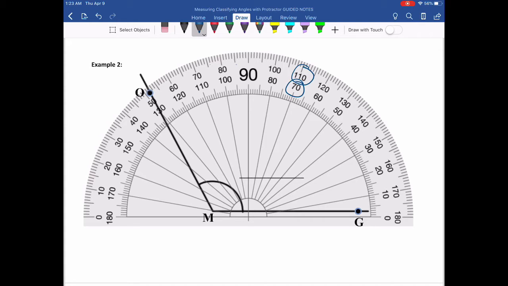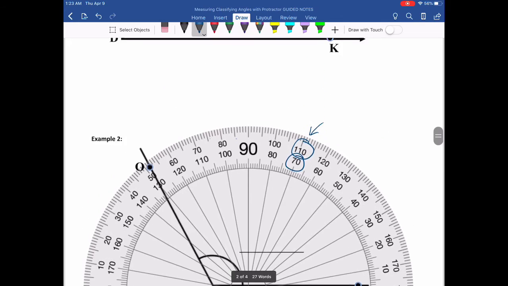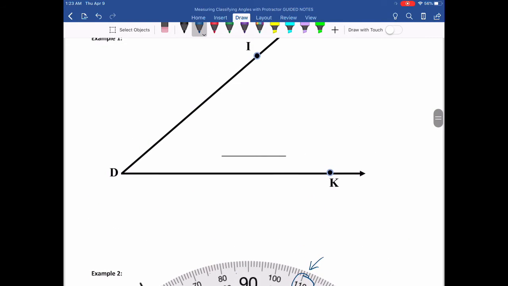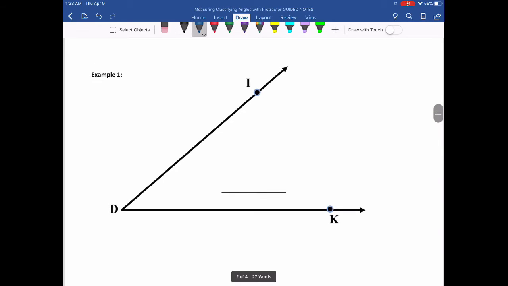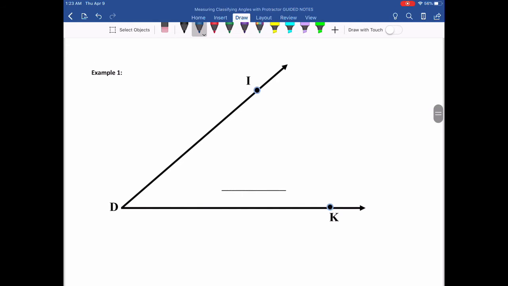And the most common question I ever get with measuring angles is, Mr. Alvaro, they'll say, what number do I use? Is it 110? Is it 70? Which one is it? That's where you have to use a little bit of logic and reasoning and eyeballing it, just looking at the angle itself. I always tell people, before you even lay down a protractor, decide what kind of angle you're dealing with.